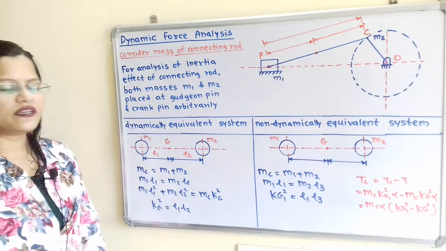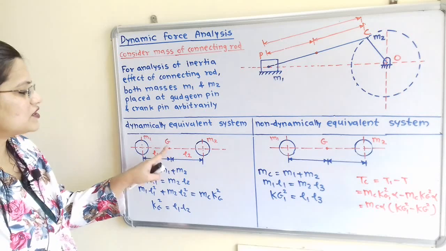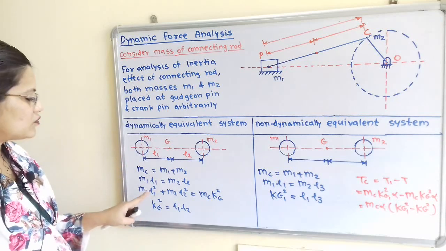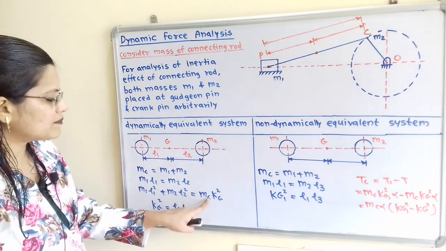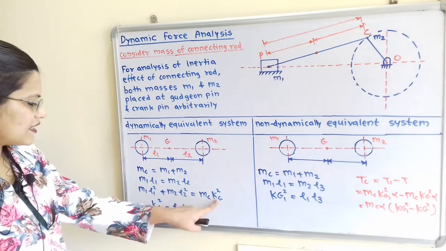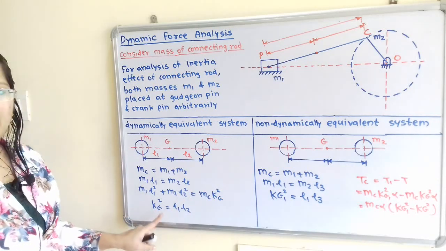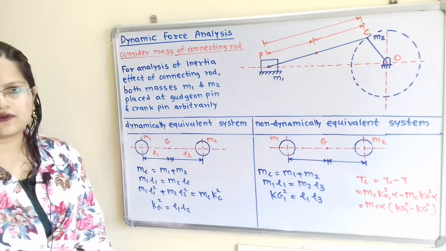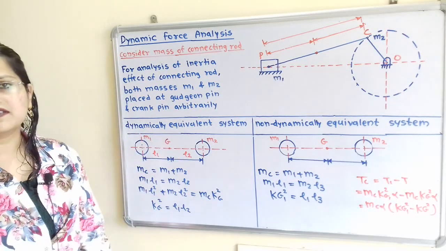Now the mass moment of inertia of these two masses is equal to the mass moment of inertia of the rigid body. So this third condition is getting satisfied. So we can write here M1 L1 square plus M2 L2 square is equal to MC kg square. So if we solve this, then we will get kg square is equal to L1 L2. So this is the formula for the radius of gyration. That is, radius of gyration square is equal to L1 into L2. Now all these conditions are satisfied for the dynamically equivalent system.